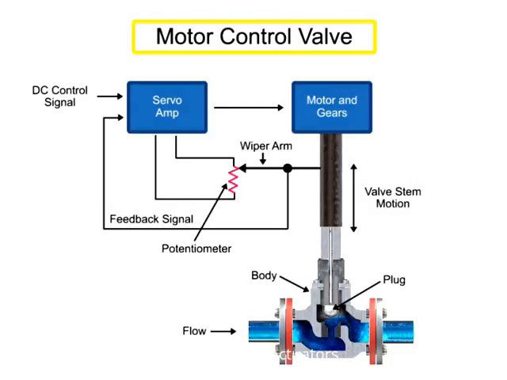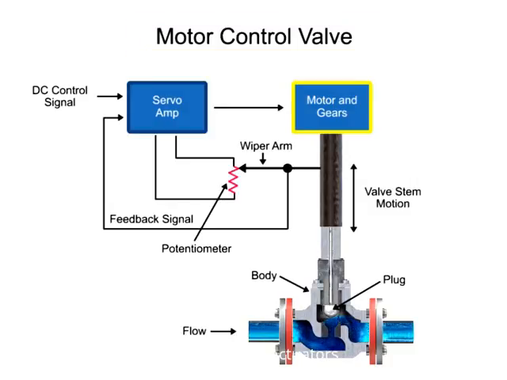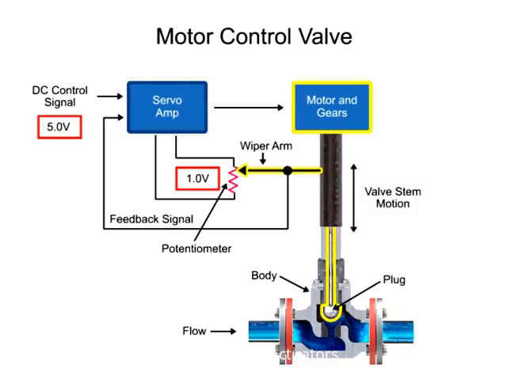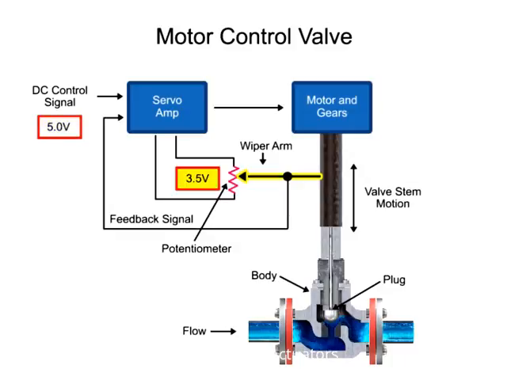mode. Using a gear motor attached to the valve stem, a servo amplifier provides a DC control signal that moves the valve to the desired position. Feedback is achieved with a wiper arm attached to the valve stem that sends a signal back to the servo amplifier where the position is monitored. The servo amplifier drives the motor until the control signal is equal to the feedback signal.